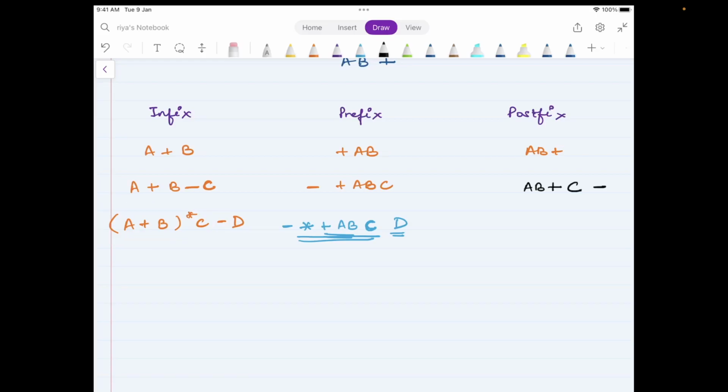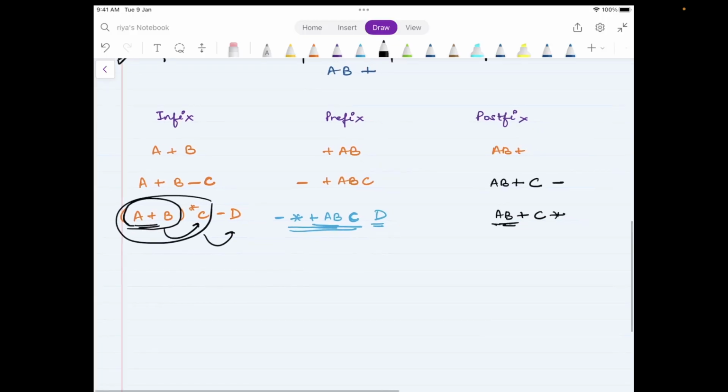Similar, let's try to do for postfix. This is first, so this is A, B plus. Then all of the result of this is multiplied by C. So operand 1, operand 2, and then the sign. Okay. And then all of this is subtracted with D. So operand 1, operand 2, and then the sign.